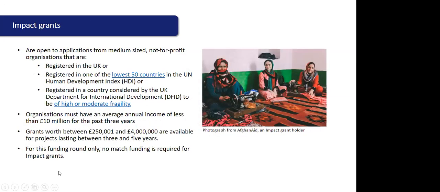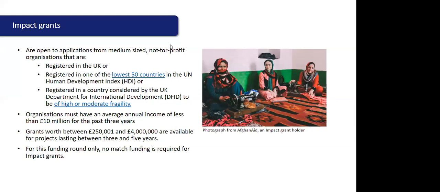Thank you. So similarly to community partnership grants, impact grants must be applying from one of those eligible countries. I won't go through the bullet points again, and the same considerations apply which are ran through in the previous slide around where the proposed grant holder is controlled from and the level of autonomy of different offices. Now, for impact grants, organisations must have an average annual income of less than £10 million for the past 3 years. Again, if you don't have 3 years set of accounts, you can still apply. And grants worth between £250,000 and £4 million are available for projects lasting between 3 and 5 years.